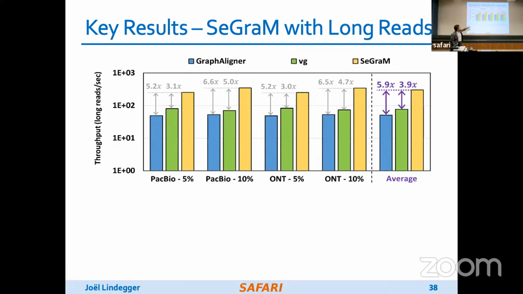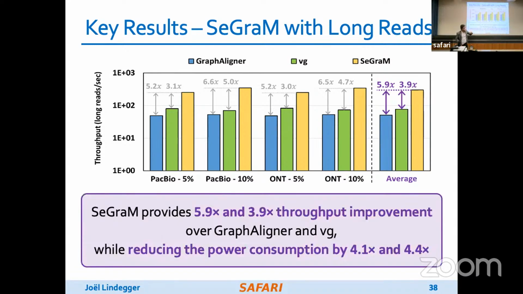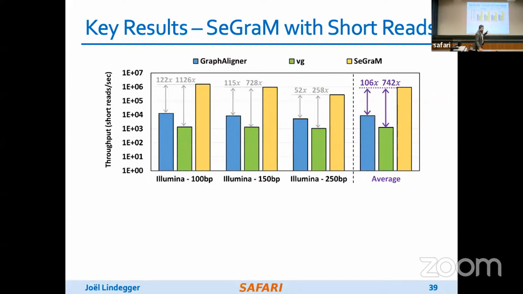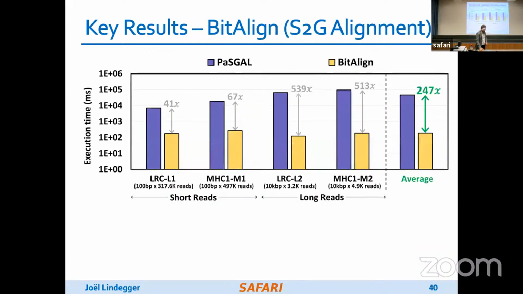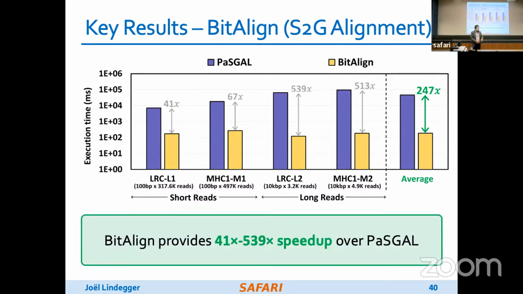That's compared to these software tools. We see on average, compared to these 2 software baselines, something like 5.9 and 3.9x throughput improvements, and also, not shown here, 4.1 to 4.4x energy efficiency, or power improvement. That was for long reads, and for short reads we actually get even more significant gains: 100 to 700x performance improvement and similar power reduction. So that was for the mapping use case. Now we take a software tool for only the alignment use case, and again we see it's really beneficial. So our algorithm-hardware co-design worked out really well.